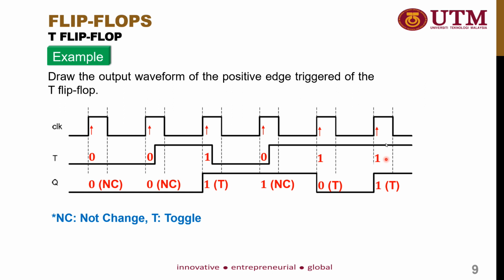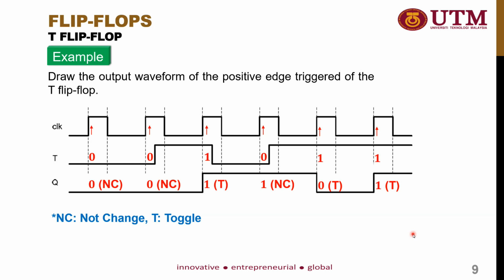Then at the last rising edge of this example, the input T is set to 1, so the output must toggle. Because the previous value of Q is 0, it must toggle to the value of 1. So this is how the positive edge triggered T flip-flop works: when the rising edge has been detected, we observe the value of T. If T is equal to 0, there is no change at the output. And if T is equal to 1, the output will toggle. Okay?